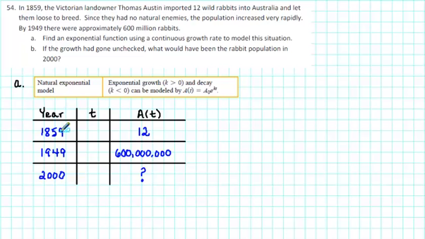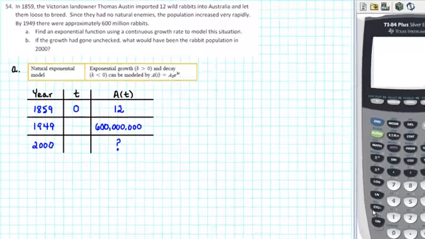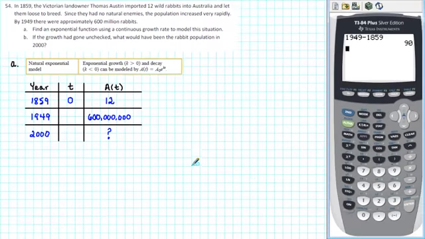In the year 1859, 12 wild rabbits were released. We'll let 1859 correspond with time equal to 0. By 1949, the rabbit population had reached about 600 million. So what we need to do is to determine how many years past 1859 is 1949. So we just subtract 1949 minus 1859. That's a period of 90 years.